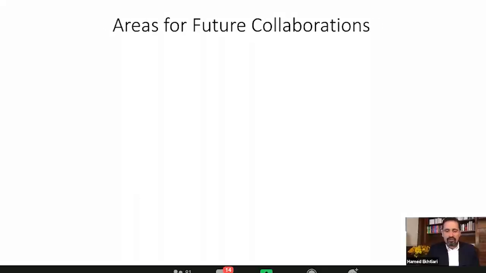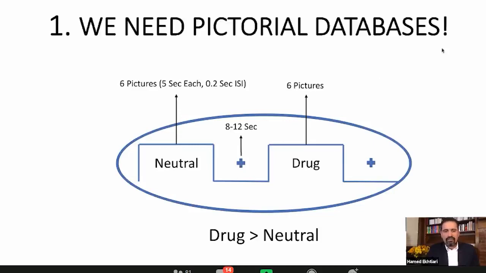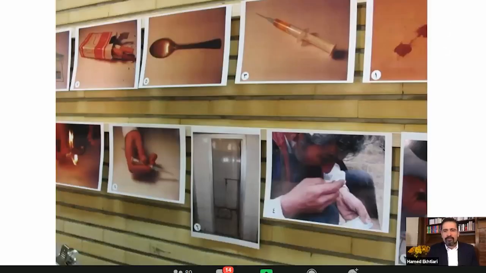So for the areas for future collaboration, first of all, as we have discussed today, we do fMRI drug cue reactivity. We have neutral cues and drug-related cues, and we show these cues to the people inside the scanner. So definitely we need to have pictorial databases that are strong enough to elicit these activations inside the brain. This is what we have started to do from 2003. These figures are from the Iranian National Center for Addiction Studies, where we have been developing these figures.